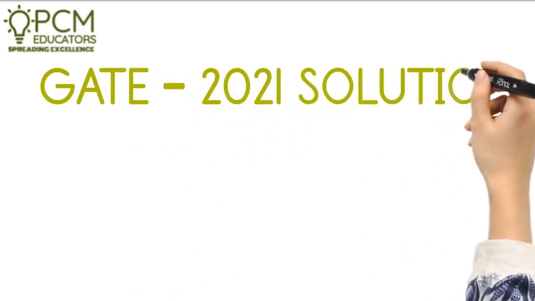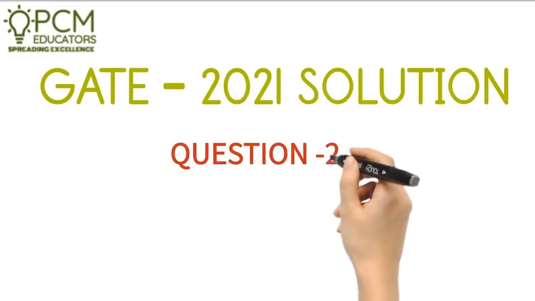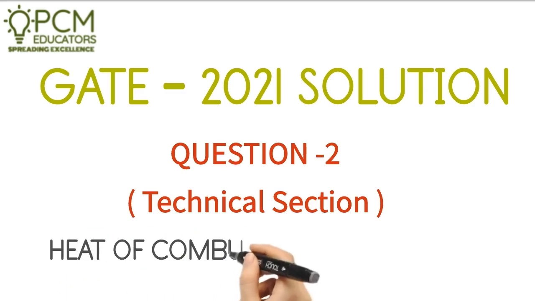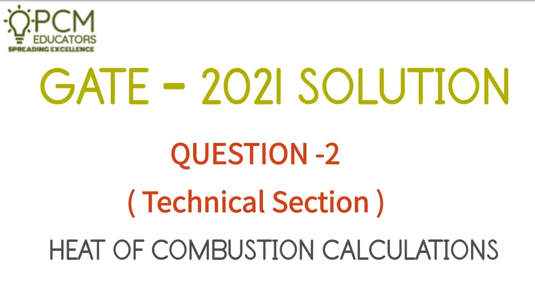Hello guys, this is video number 2 of the GATE Chemical Engineering Solution video series. Here we will discuss question number 2 of the 2021 GATE examination. It is related to heat of combustion.